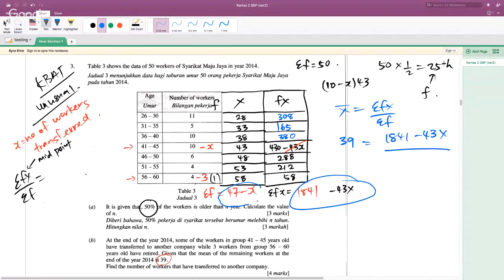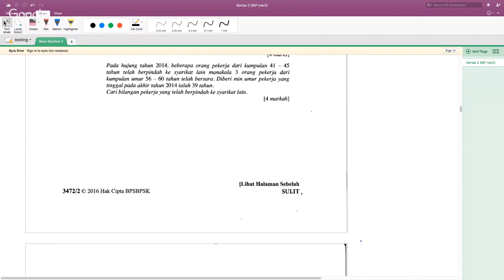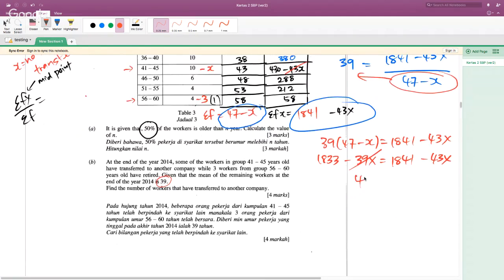My sum of f is 47 minus x. I want to find x, so I will move the whole denominator to the other side, and they will multiply. So it'll be 39 multiplied by 47 minus x equals 1841 minus 43x. Then I multiply this out, I get 1833 minus 39x equals 1841 minus 43x. Then I move the 43x with plus 43x, then you will get 4x over here. And then 1841 minus 1833.